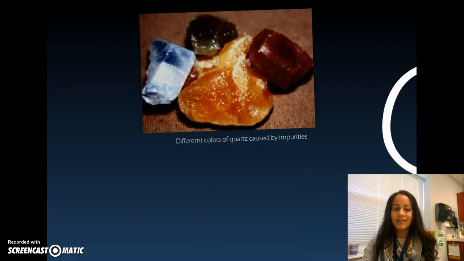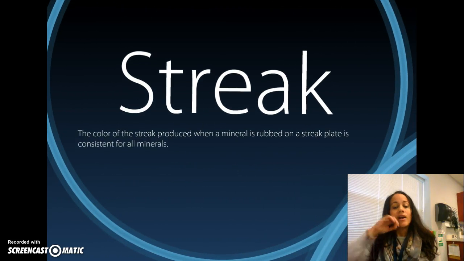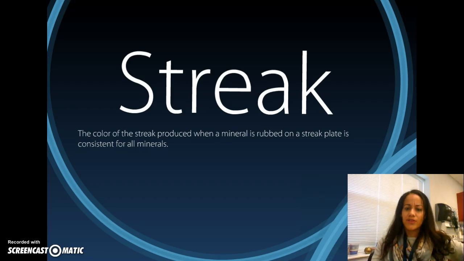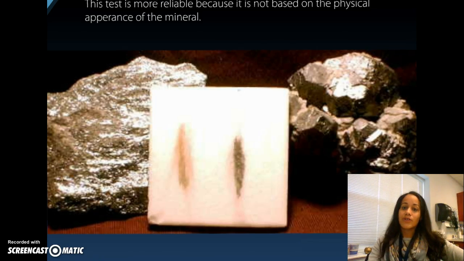So streak. This is another way to identify a mineral, and streak is the color that's produced when a mineral is rubbed on a streak plate, and you'll actually get to do this in a lab this week. So I have a few streak plates and a few mineral samples, and the way you test for streak is using something that looks like a piece of tile, and as you scratch the mineral along the surface of the streak plate, it will produce a color, and that color is the powder version of that mineral.